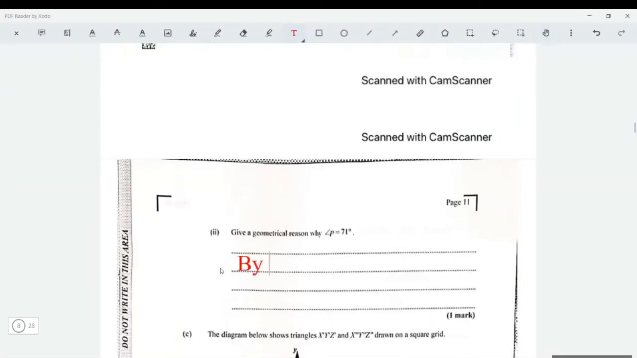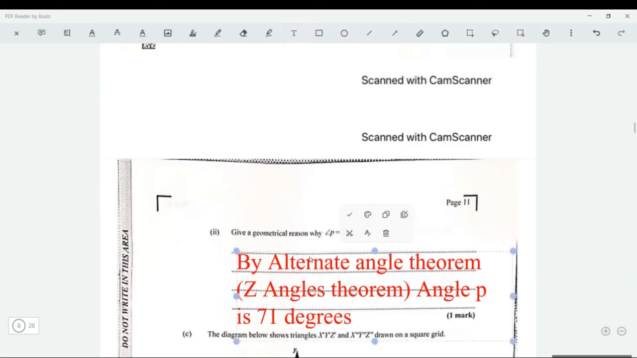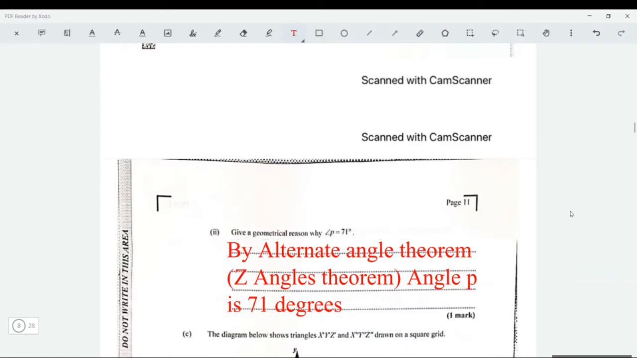All right, so by alternate angle theorem, put in bracket Z angles theorem, we can tell them angle P is 71 degrees. All right, that's the theorem that we use, alternate angle theorem, or some people like to call it Z angle theorem.